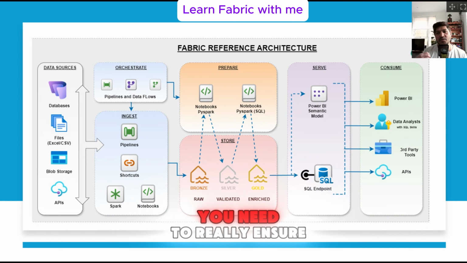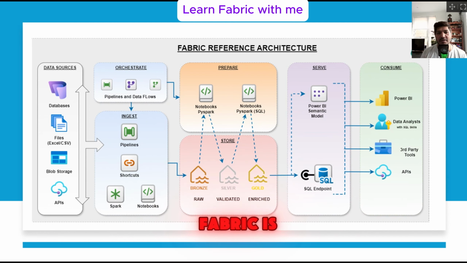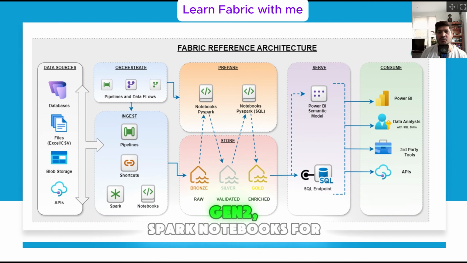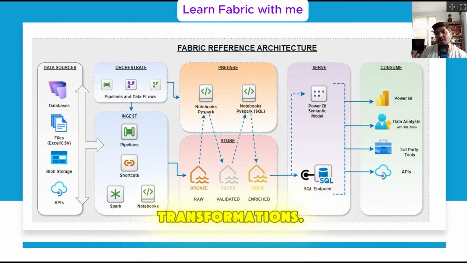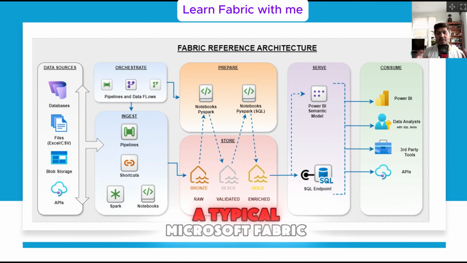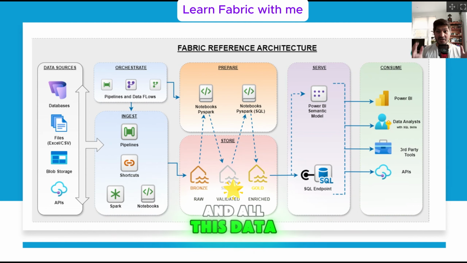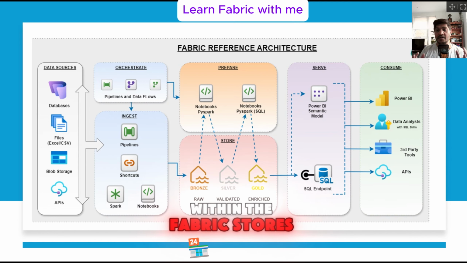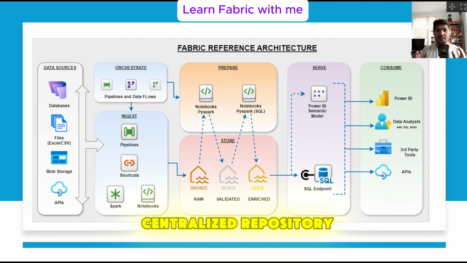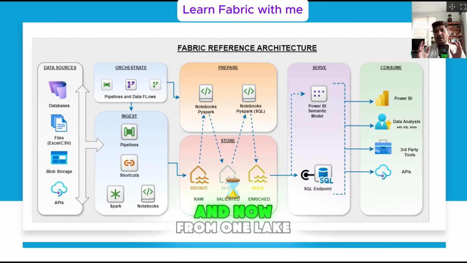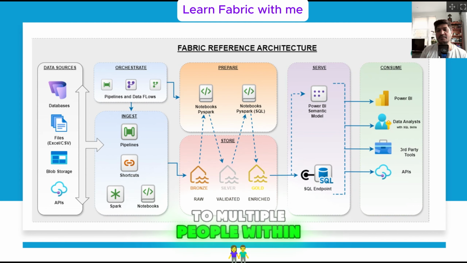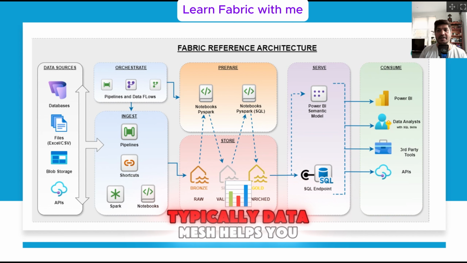Another thing you need to ensure when you're working on Fabric is that you orchestrate it using pipelines, Dataflows Gen2, and Spark notebooks for transformation. You can leverage Power BI semantic models or SQL endpoints to consume your data. So this is how a typical Microsoft Fabric works, and all this data within Fabric gets stored into OneLake. OneLake is your centralized repository where everything gets stored, and from OneLake you can distribute that to multiple people within the organization, and this is where data mesh typically helps you.